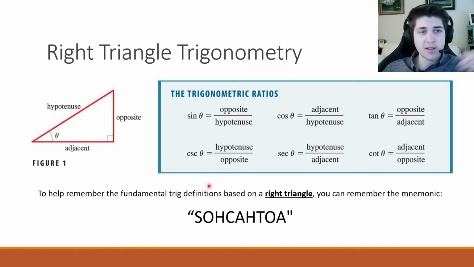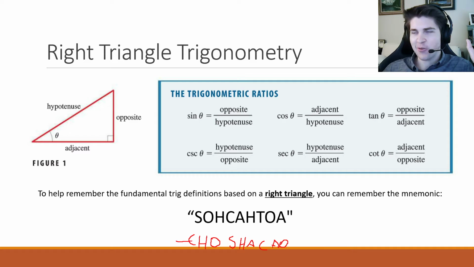So if you memorize SOHCAHTOA, and if you know which trig functions are reciprocals of one another, you can remember that the reciprocal of sine is cosecant, which would be h over o. And so you could remember the reciprocal functions as: cosecant is hypotenuse over opposite, secant is hypotenuse over adjacent, and cotangent is adjacent over opposite.